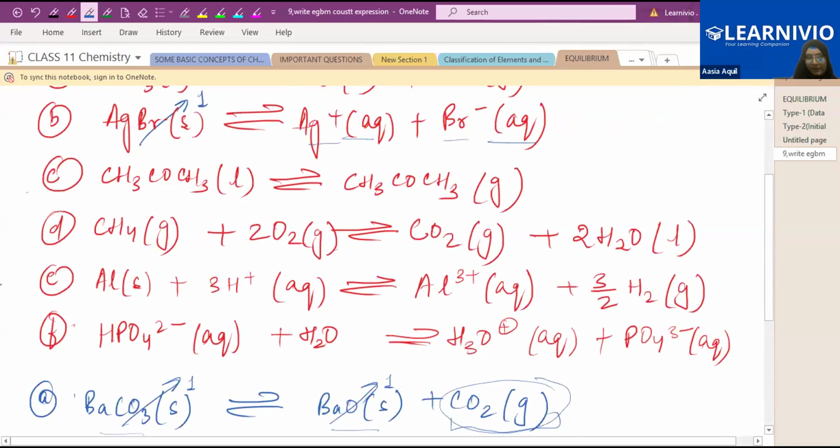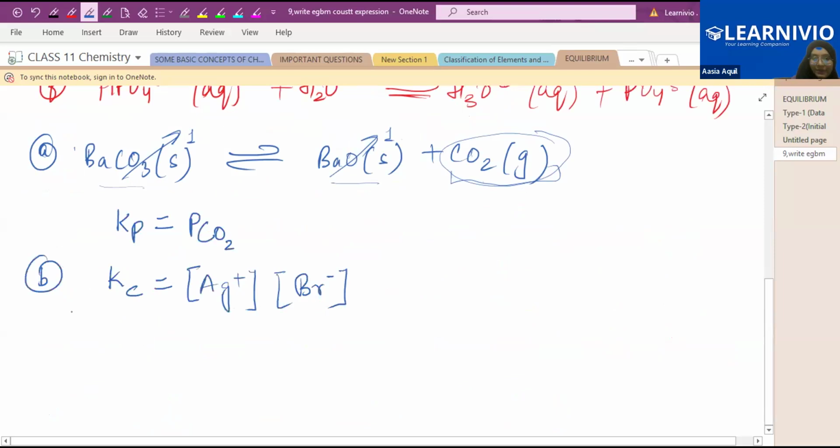Next question, question number C. Now this is in gaseous phase, and you can check over here CH3COCH3, which is a pure liquid, so you will take its concentration as unity. We are not considering this. So which one is left? This one, CH3COCH3, which is a product in gaseous phase. So you will write Kp is equal to the pressure of CH3COCH3, because it is in gaseous phase. Is it clear to everyone?